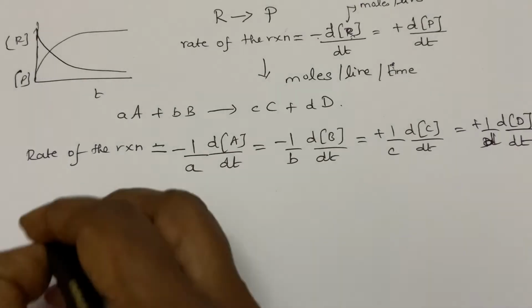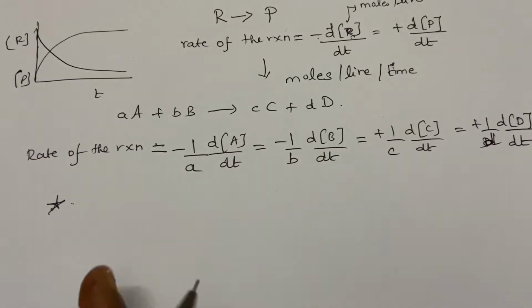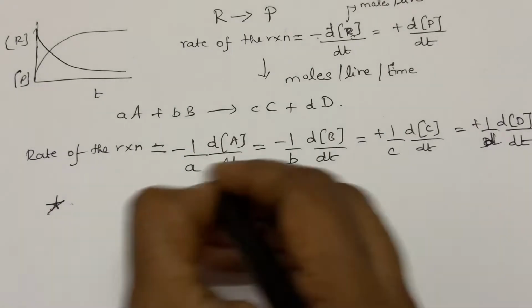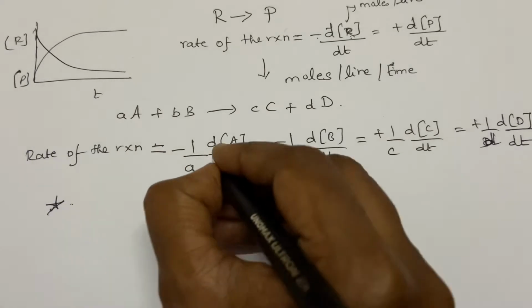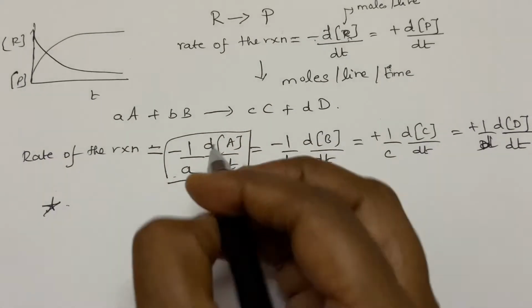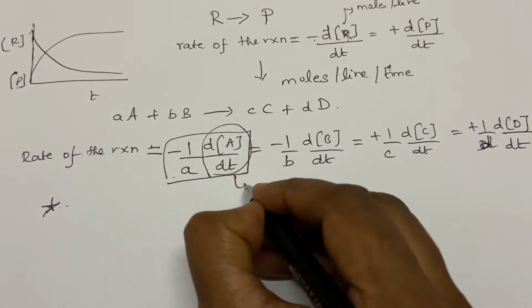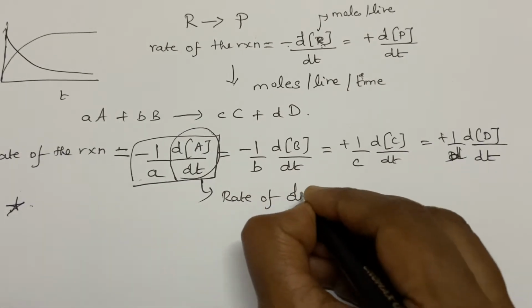Okay, so what I am going to tell you now, see, this is the rate of the reaction, if you know its value. Okay, see, what is the real connection with this one? See, the entire quantity will give you the rate of the reaction, but this quantity alone is known as the rate of disappearance of A.